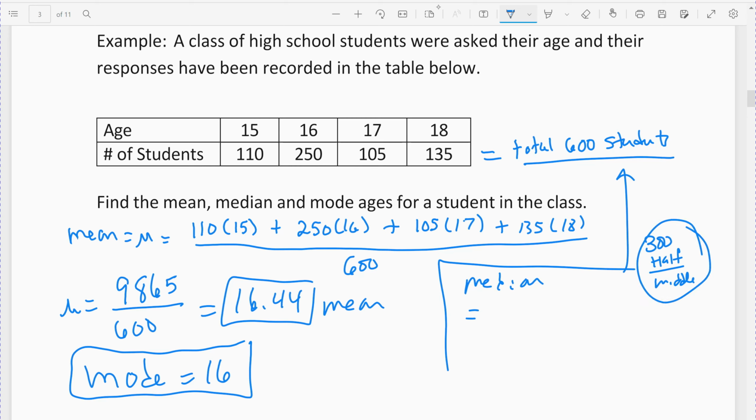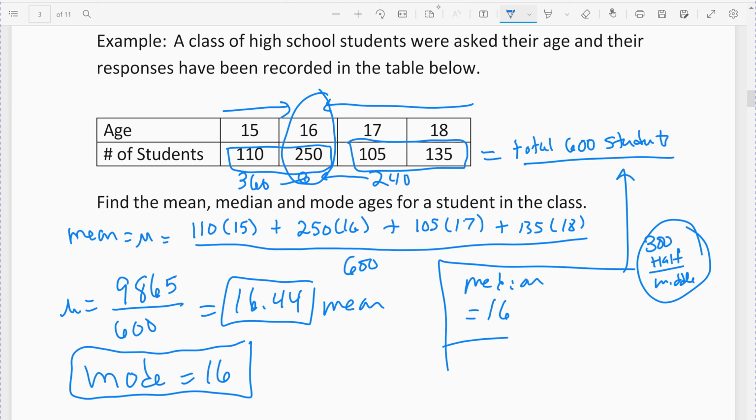And so if I move up, these two numbers add up to be 360, right? These two numbers add up to be 240, which means the 300 from both ends lands into the 16-year-old group, right? If I go in here, the 300 will land here, and the 300 will land there. And so 16 is the median, right? The middlemost value is 16, because they're all 16 in the middle there.